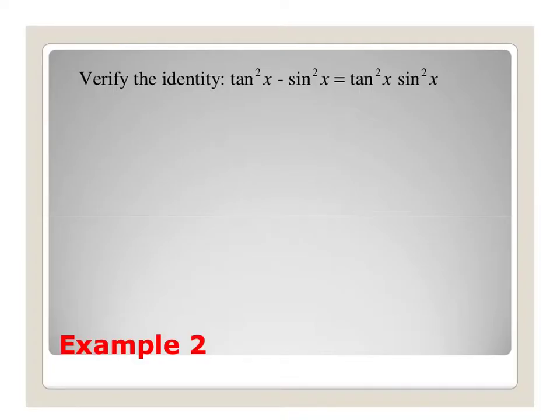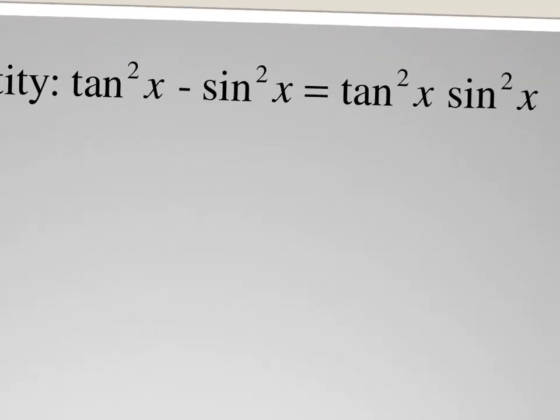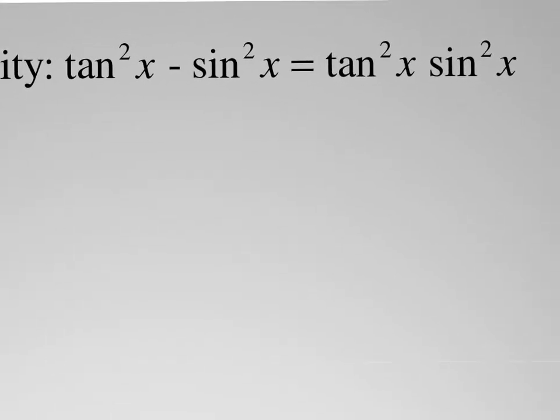Here it says verify the identity tan squared x minus sine squared x equals tan squared x times sine squared x. Okay, so let's take a look at this. All right, there's multiple ways to approach these. So even if your mind goes somewhere else to a different identity, that's fine. Here, I'm going to rewrite tangent in terms of sine and cosine. Remember, that's one of the steps that I said try to manipulate these things. If you can, write anything in terms of sine and cosine. Tangent is sine over cosine. Sine squared over cosine squared.